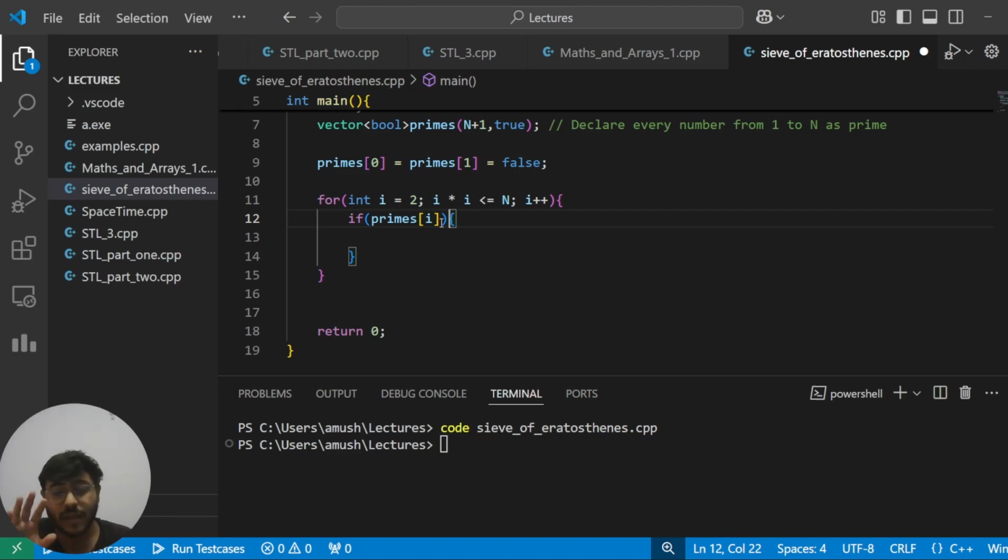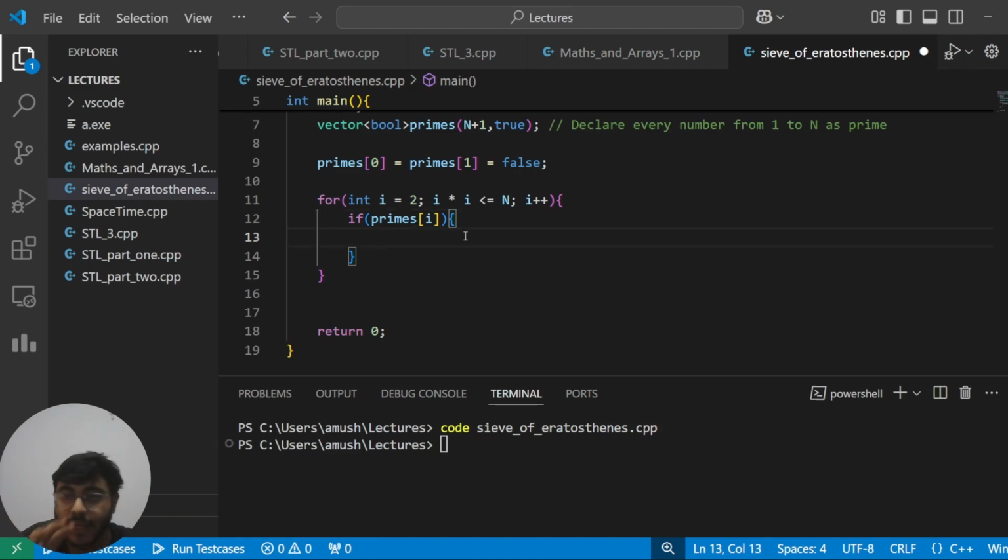That's why if a number has not been marked as false in the previous iterations, which were the smaller numbers, it means it has to be prime. Why? Because it can never be a multiple of the numbers after it. 3 can never be a multiple of number 5, right? But 3 has a chance of being a multiple of 2, though it isn't. That's a different thing. But always the bigger number is a multiple of a smaller number, not the other way around. So that's why we check whether the current ith number is true or not.